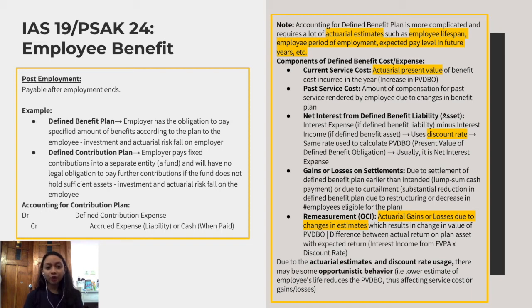So accounting for defined contribution plan is straightforward: debit to expense and credit to accrued expense or liability, or cash when it is paid. So the opportunistic behavior often happens in the defined benefit plan because it requires a lot of actuarial estimates, such as estimated lifespan, estimated period of employment, and also expected pay level in the future years. So components of defined benefit expense include 5 components, in which 4 of them are included in the income statement, while 1 of them is included in other comprehensive income.